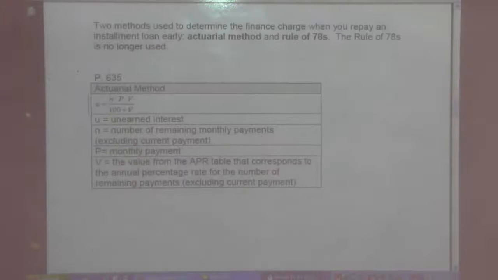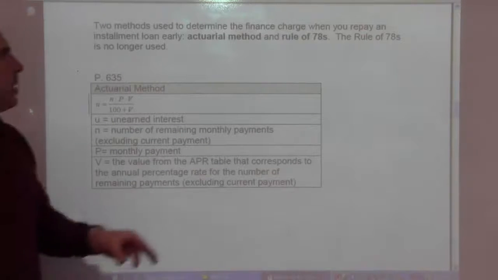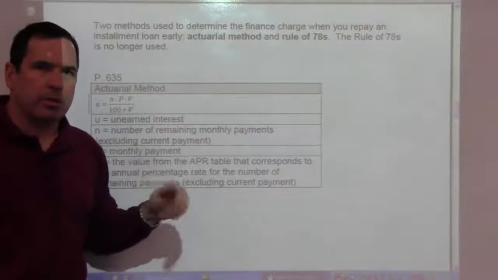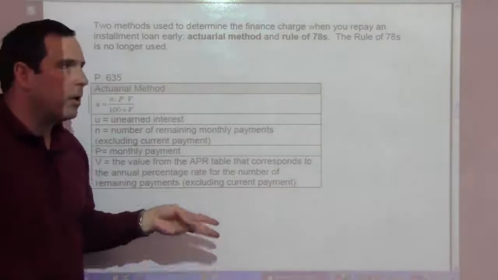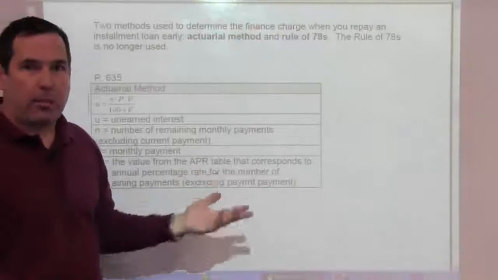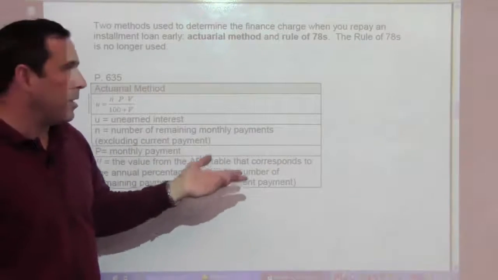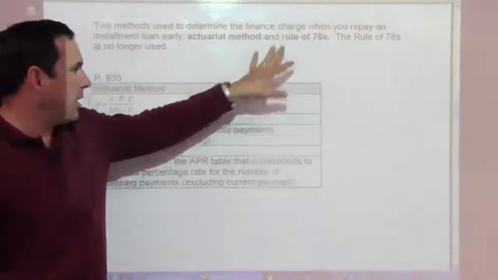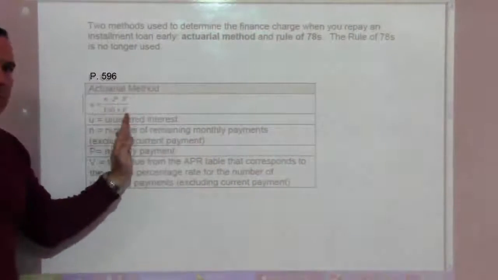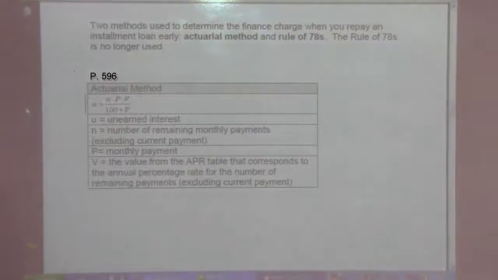Now, when you pay something off early, there are two methods used to determine the finance charge when you repay an installment loan early: the actuarial method and the rule of 78. But the rule of 78 is no longer used. It used to be something I taught as well, about two versions of this book ago. We had problems with that. The last version eliminated teaching it, but I still had the formula in here, and now it's gone completely. We just use the actuarial method. This is page 635 in your textbook.